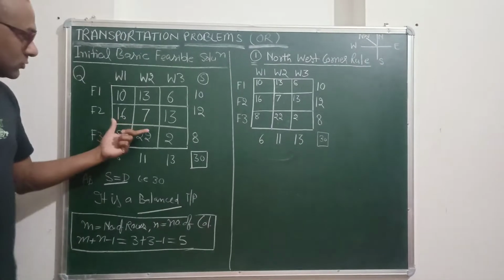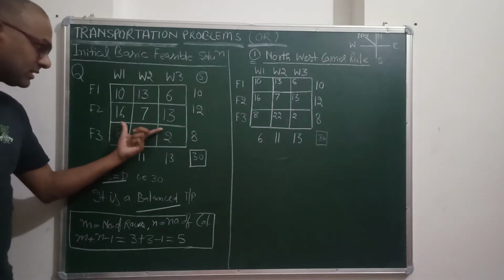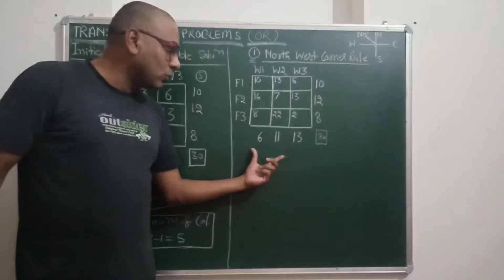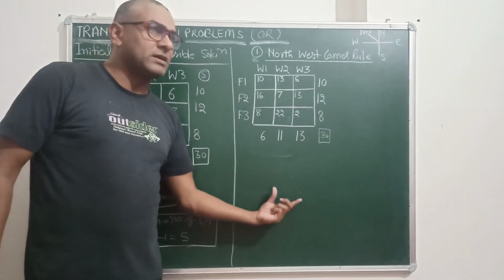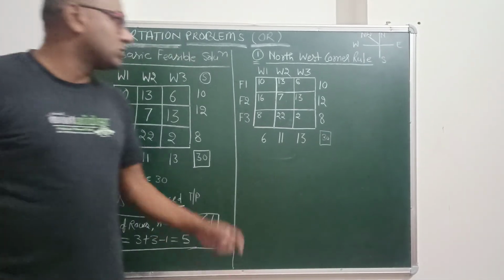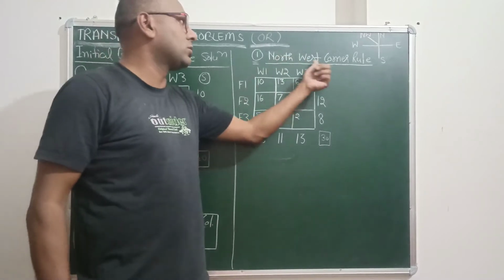After solving this question using different methods, we will be able to find the cost also, and then we can compare and conclude that the VAM method provides the minimum cost. Okay, so let us start with the first method, the northwest corner rule.